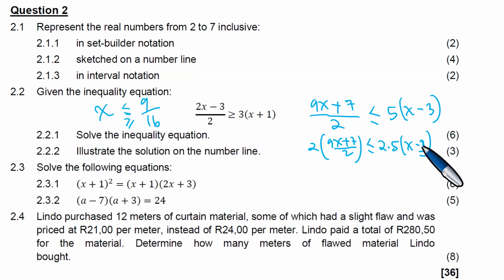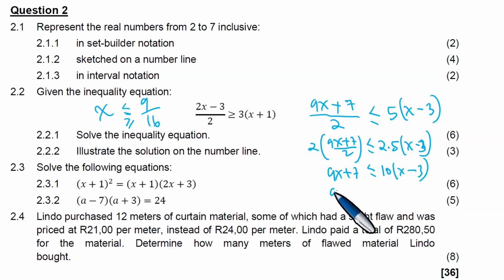Close bracket. -3. And 9x, you cancel the 2, right? Yes, you cancel the 2. And then you're going to say 9x plus 7, more or less. And then you go to your 2 times 5, it gives you 10.